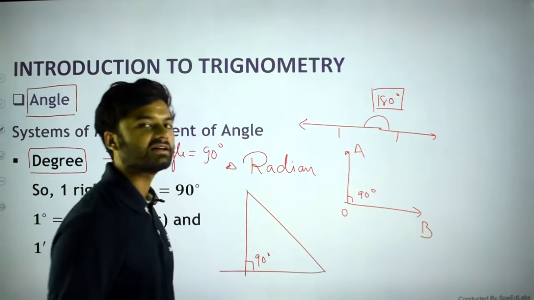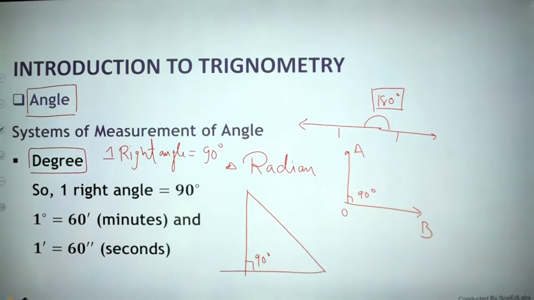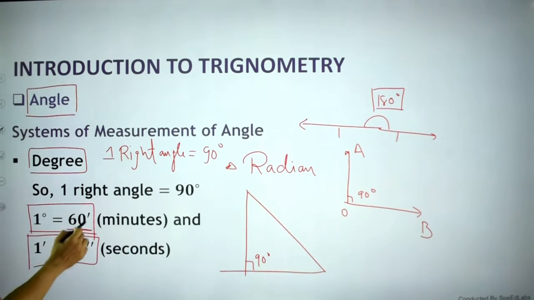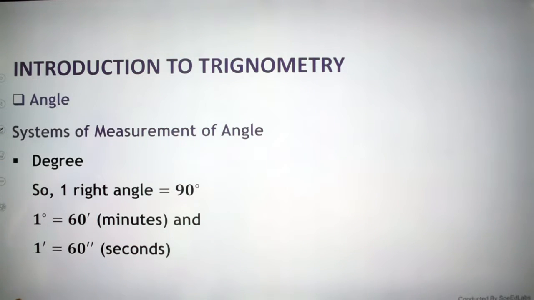So degree is the system of measurement of angle. We have another conversion also: 1 degree is equal to 60 minutes, and 1 minute is equal to 60 seconds. Remember this: a single dash denotes minutes, and a double dash denotes seconds. So this is all about the degree.